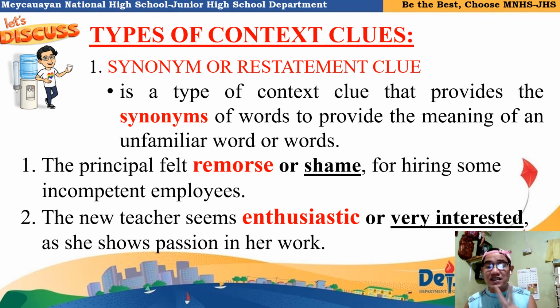Okay, let's now have the second one. The new teacher seems enthusiastic or very interested as she shows passion in her work. Okay, again, our unfamiliar word enthusiastic has the same meaning as the next phrase, very interested, and they are connected by the conjunction or. So or is our signal word for the first type of context clue, which is synonym or restatement clue. I hope that is helpful. Okay, so let's now have the next slide.